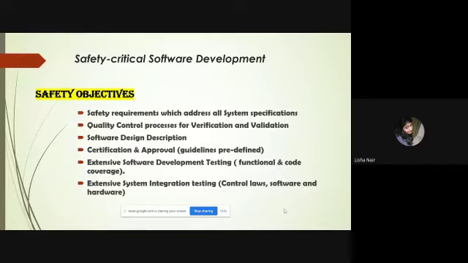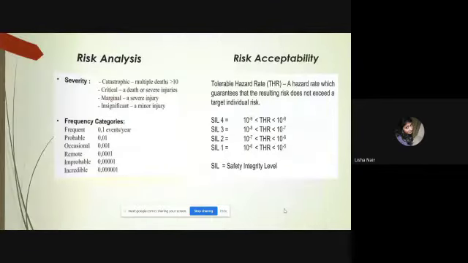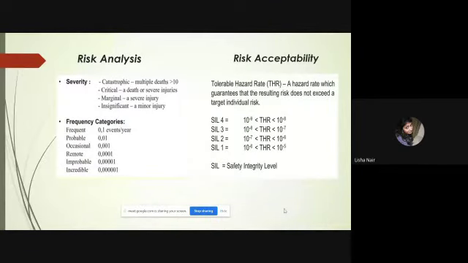So safety objectives are primarily these, where you have to make sure that these are done, and only then can you give out the best system, the best software for that embedded system. And of course, we have to give complete documentation of what we have done.